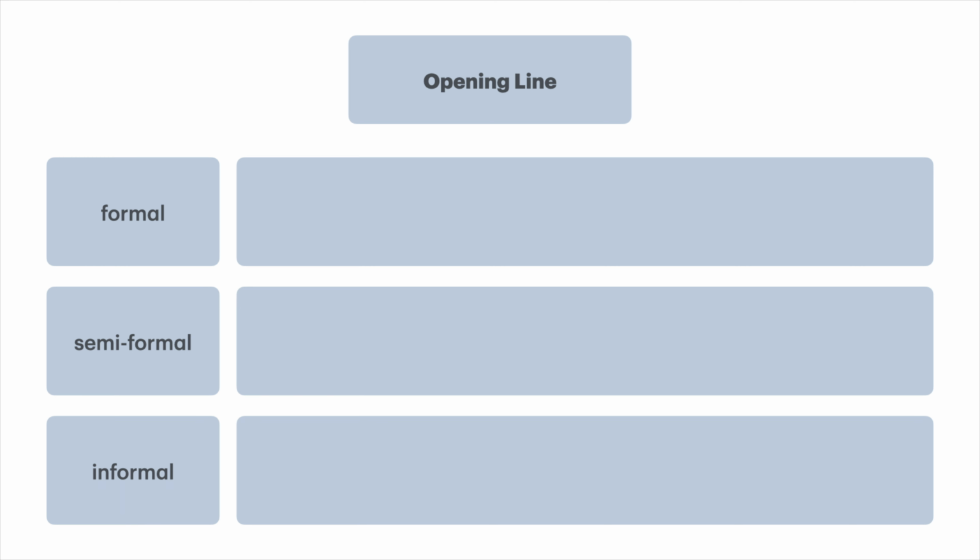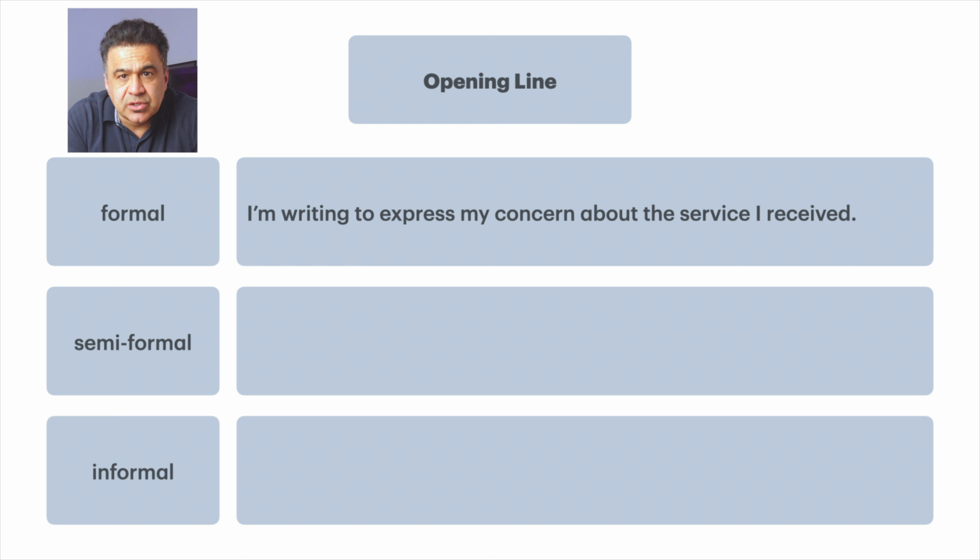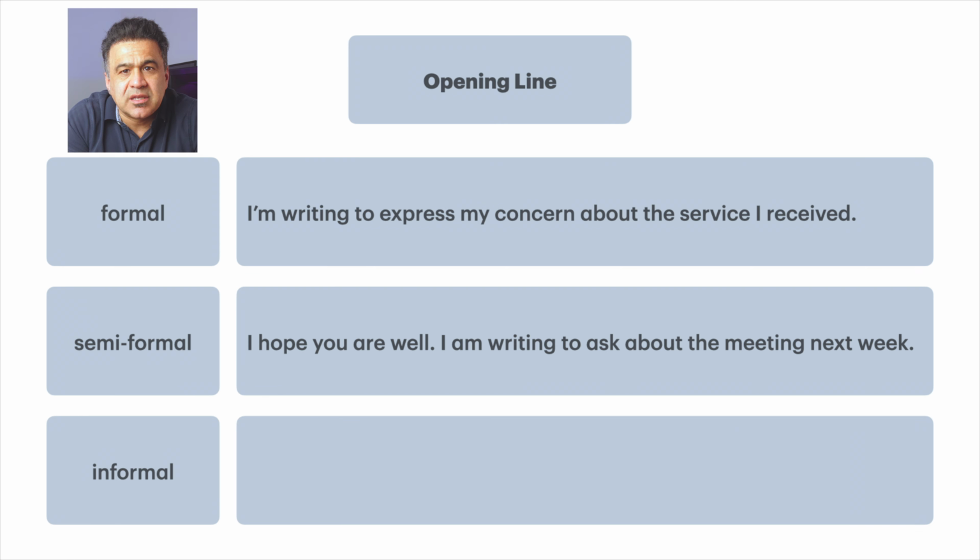Second, the opening line. I'm writing to express my concern about the service I received. This sentence certainly sounds formal because of the phrase I'm writing to express and the word concern. And also you can see that the person has received a service, so it's a service provider. I hope you're well. I'm writing to ask about the meeting next week. This one sounds semi-formal because it is polite and warm, but still controlled and respectful. And just a quick note to tell you about my new job.